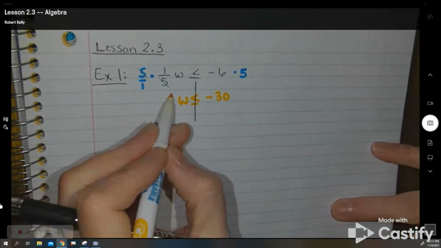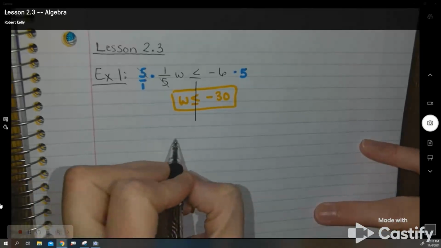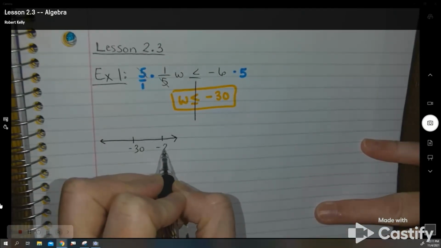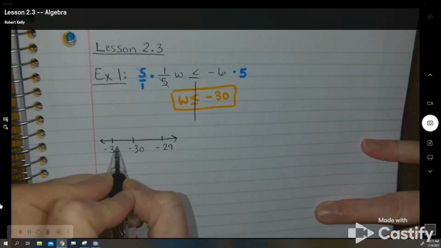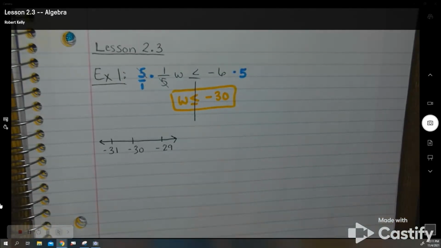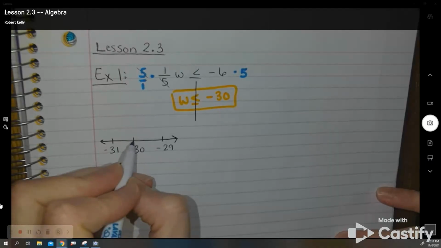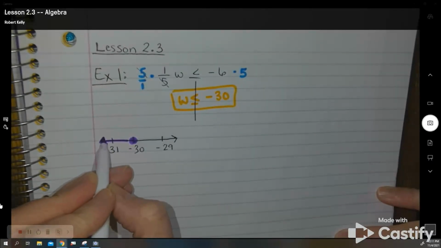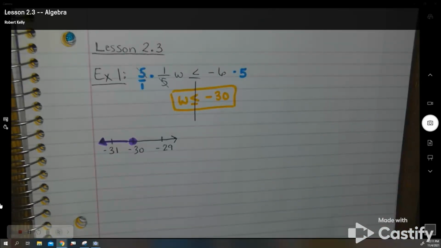When I am going to graph these, remember I need at least three numbers on my number line here. So put -30 in the middle, go one closer to 0, so -29, and one farther, and we'll go -31. Looking at this, I know that it says or equal to, so that includes -30 as one of my solutions. So a closed circle, and it's everything less than -30. So I'm going to move my arrow to the left, everything smaller.